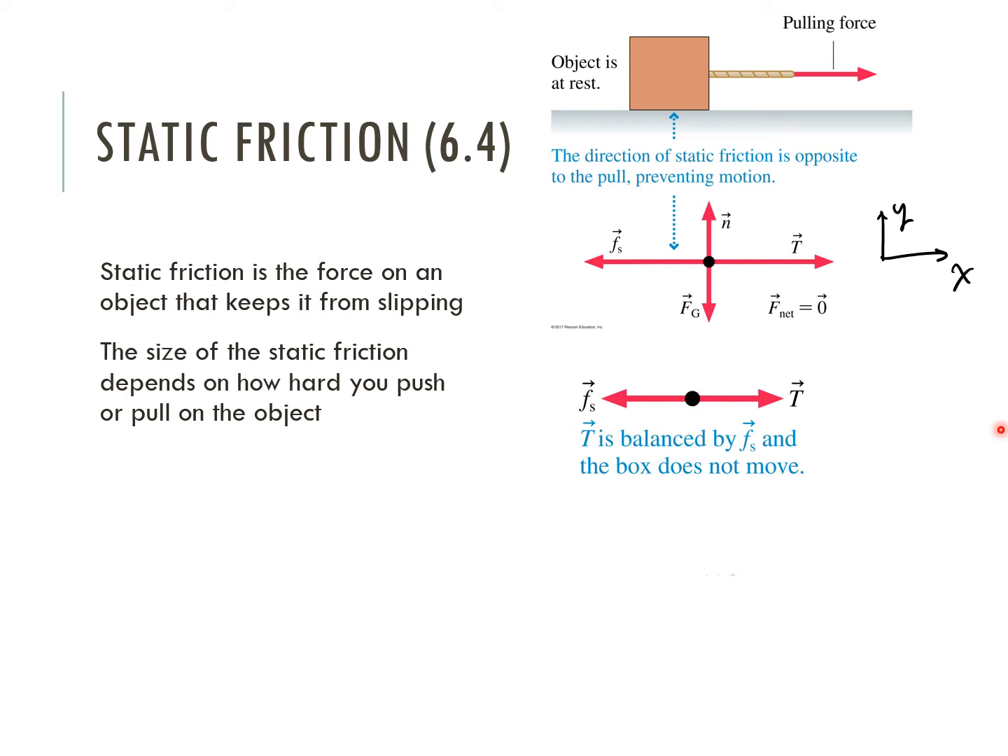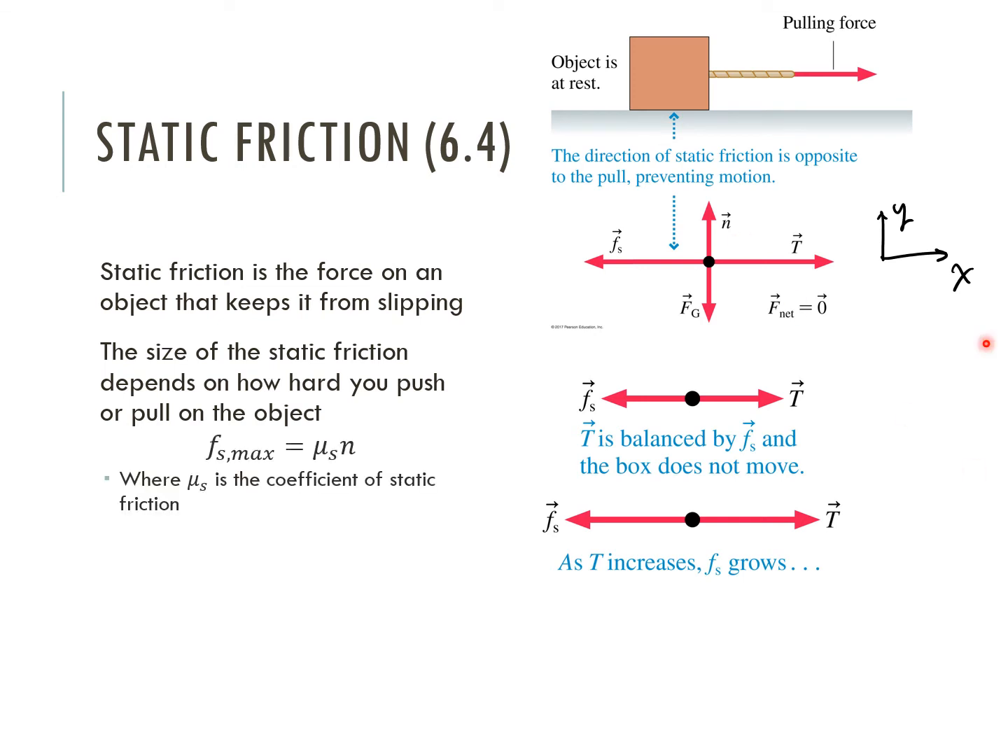So if you increase the tension a little bit, the static friction increases a little bit as well. Because again, you haven't put enough force in to move the object. So Newton's first law is still applied. So that means that the static friction value has to increase as you increase the tension as you pull on this box.